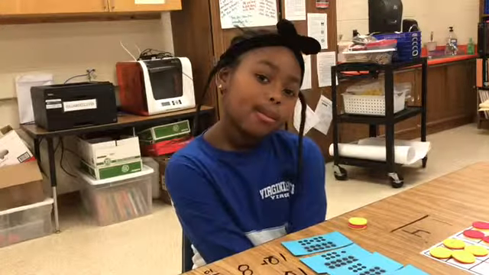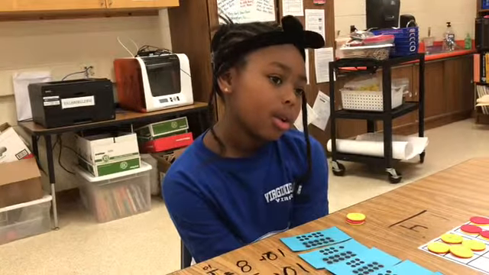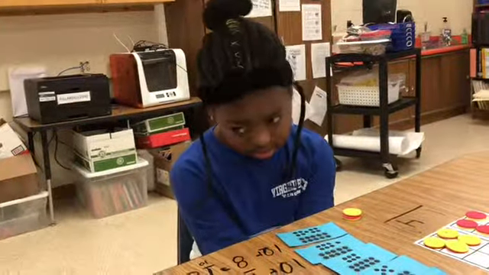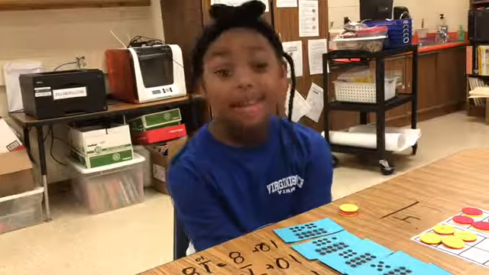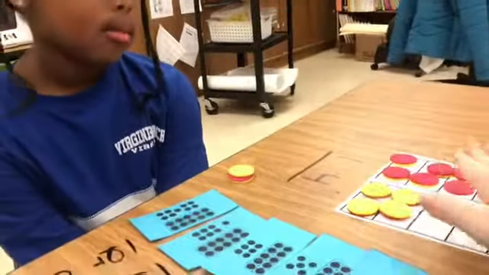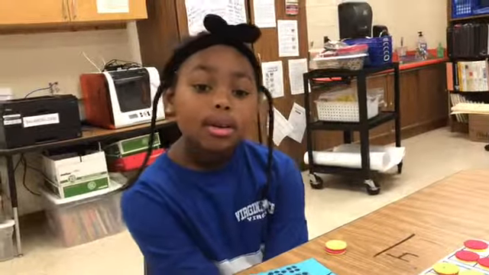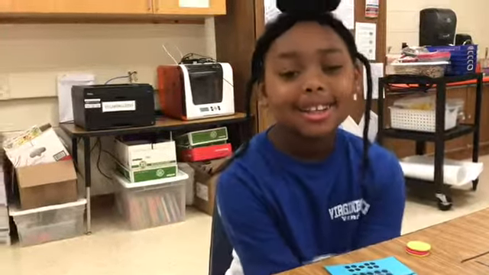14. 14 would be 10 and then how many more? 18. 18 is 10 and something else. 14 is 10 and what? 4. That's why I call it 14, right? If it's 18, that would be 10 and 8, right? So 10 and 8 would be 18. 10 and 4 is 14.